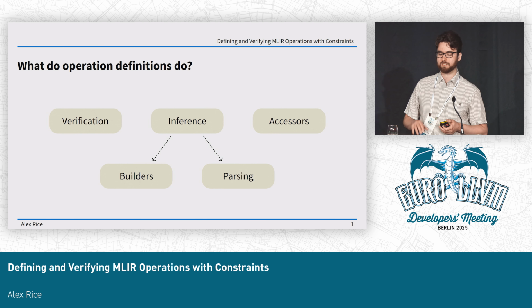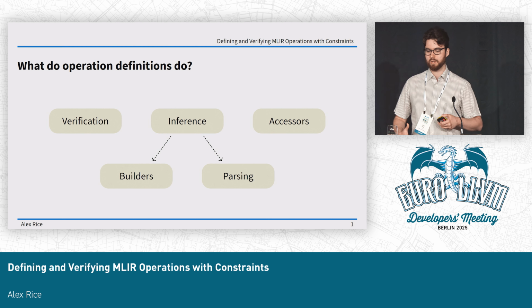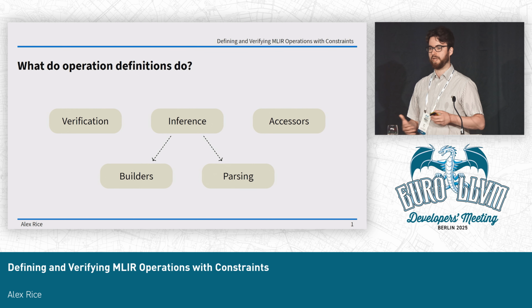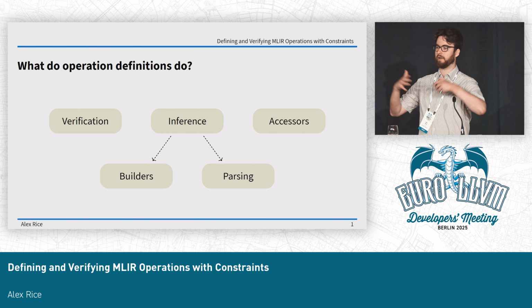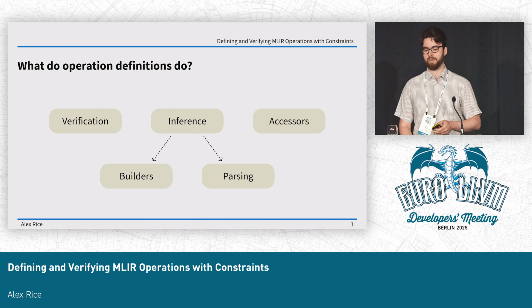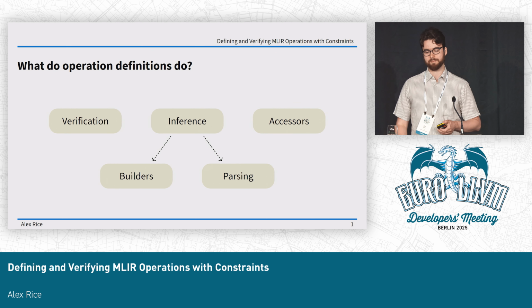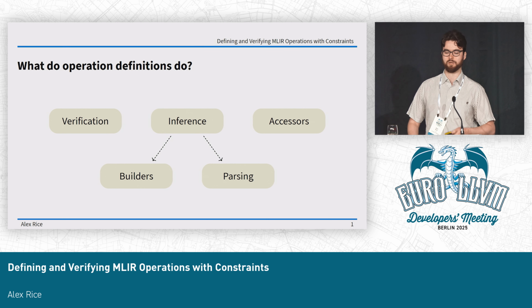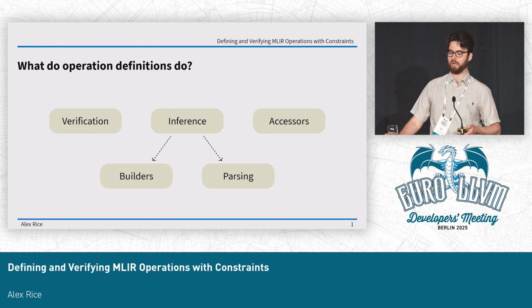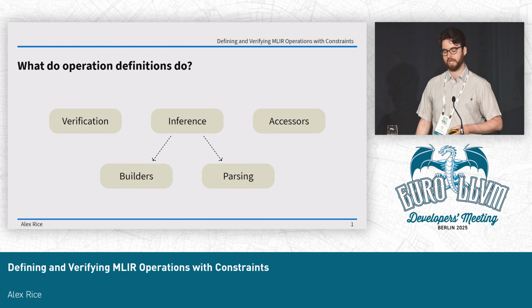There's a second category, which I've called inference here. Sometimes we want to specify an operation with incomplete data and be able to infer what the rest of the data is from that incomplete data. The two main examples I have of this are builders, where you might want a very small interface for building your operation but it still needs to fill in all the rest, and then maybe the more familiar one, parsing, where our custom formats don't have to have loads of extra unnecessary data. The last thing, which I'm not going to talk about so much, is accessors, but this is another thing your operation definition can do for you.